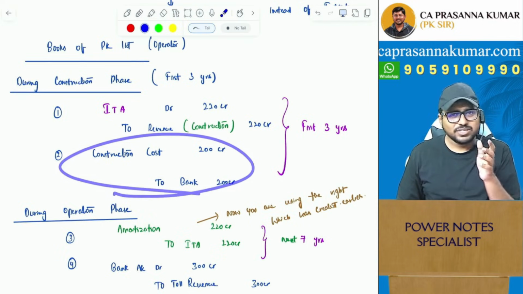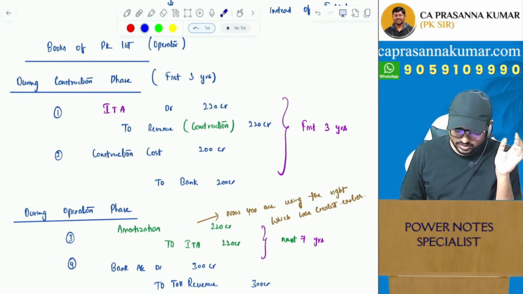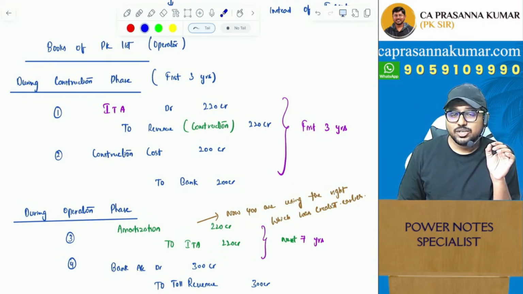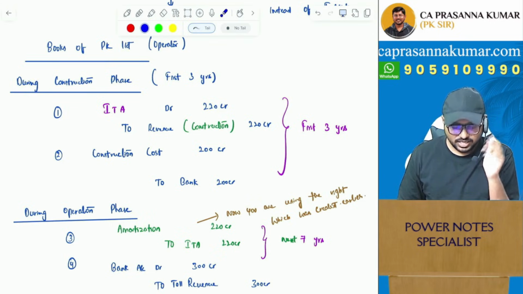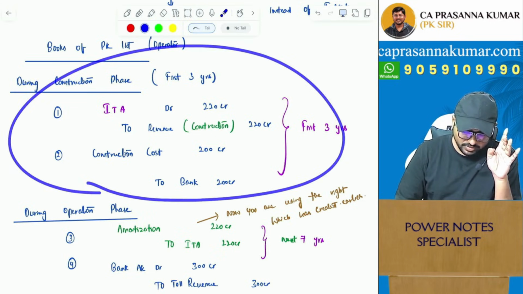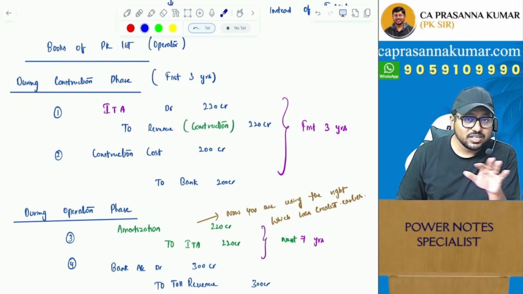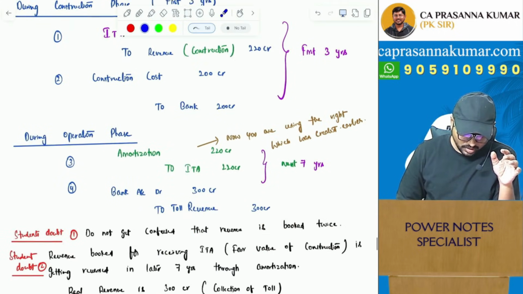Construction cost entry obviously will come. Construction cost to bank. There is no difference in that. This is what happens during the construction phase. Fantastic. Now remember, this is one performance obligation where construction services is done and dusted. Done and dusted. Now come to the operation phase.